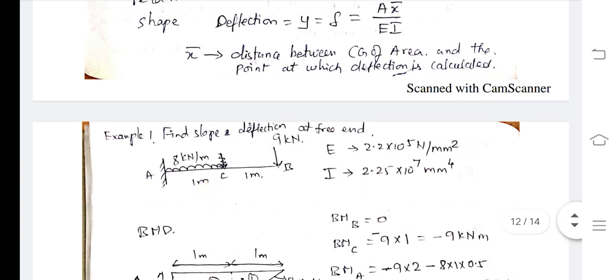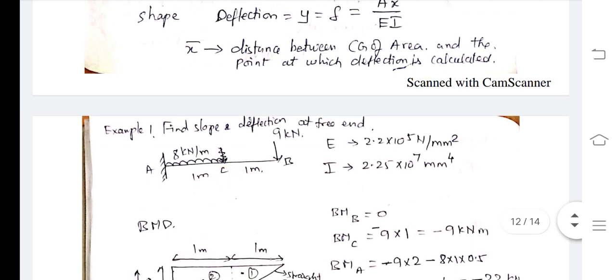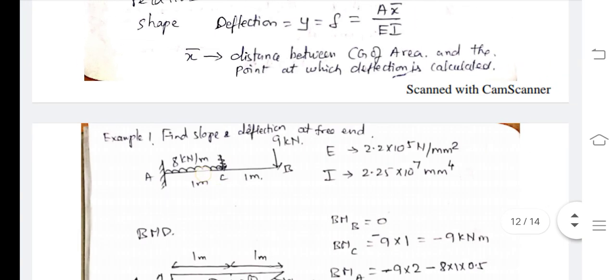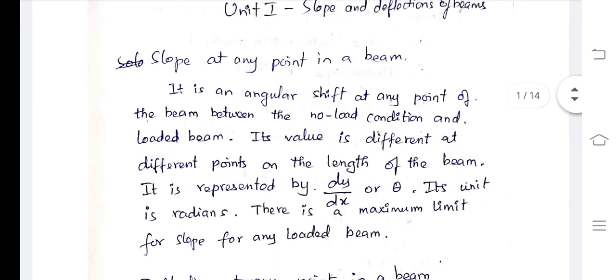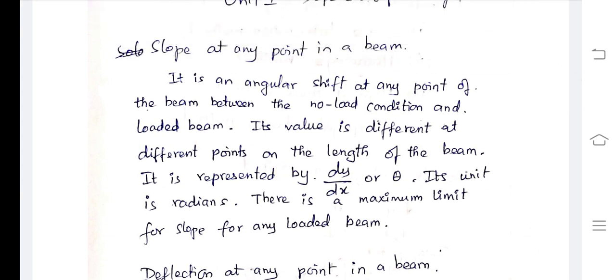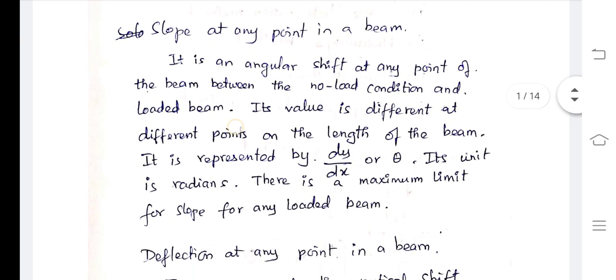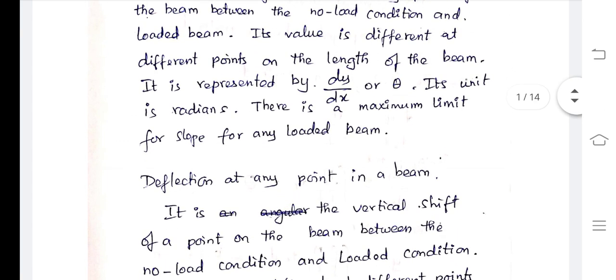But at this point you can see that the horizontal beam has become slightly downward. It has been tilted in the downward direction. So that rotation is called simply slope. It is an angular shift at any point of the beam between the no load condition and the loaded beam, which means that without load the beam will be horizontal, and after the load the beam will start to rotate, and that rotation angle is called slope. So it is represented by dy by dx.